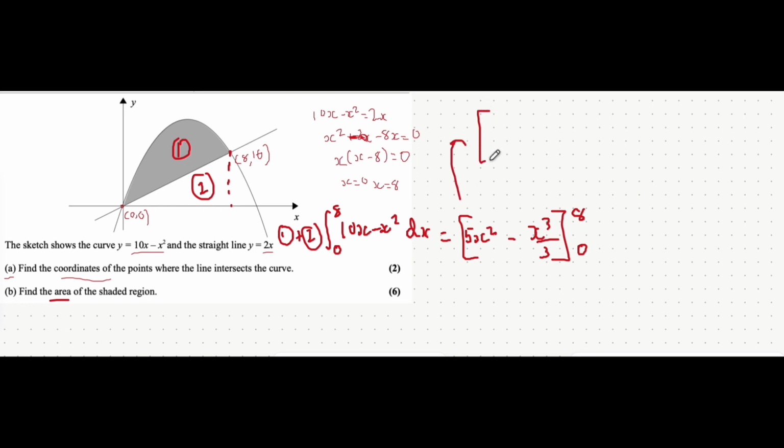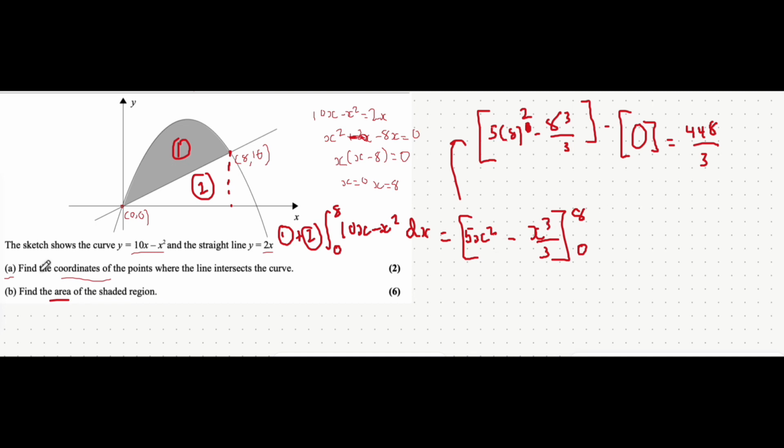What this means is that you're first going to substitute the value of 8 into this whole function. So it's 5 lots of 8 squared minus 8 cubed all over 3. And then you take away the value that you get when you put the lower limit into this function. So 5 times 0 squared is just 0, and then 0 cubed is just 0, so it just ends up being 0. If you put everything that's in the first bracket into your calculator, I'm just going to very quickly do that. So we have 5 lots of 8 squared minus 8 cubed over 3. Now all equal 448 over 3. So let's just make a note of that. And like I mentioned before, that's the total area of section 1 and 2.